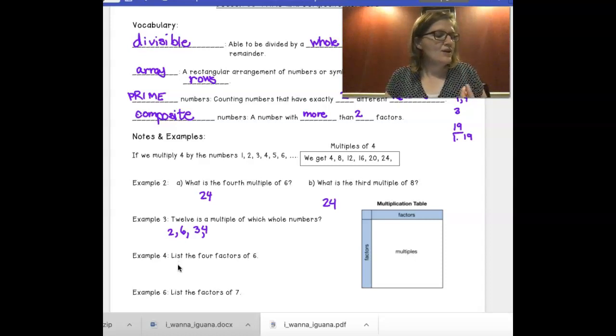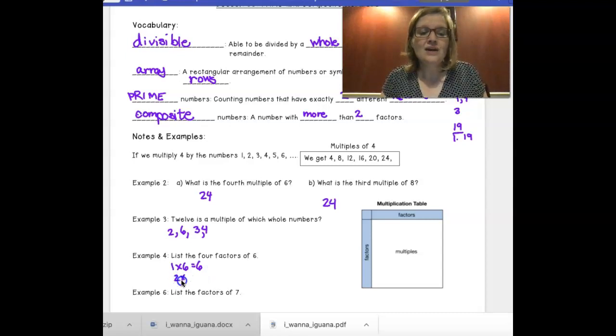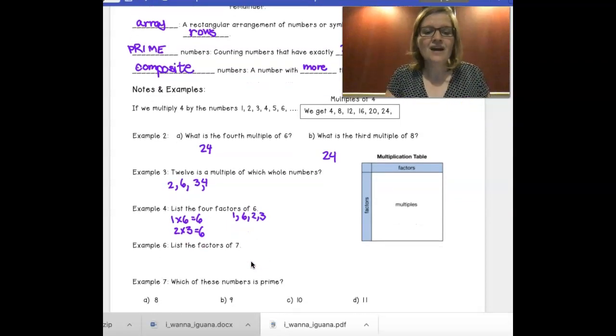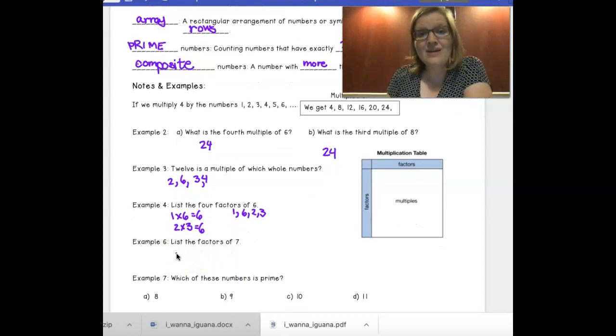So we need to think about how to get the number 6. These are the factors on this side, and these are the multiples. We can say 1 times 6 equals 6. We can say 2 times 3 equals 6. So we have 1, 2, 3, 4 factors, and that tells us our factors are 1, 6, 2, and 3. And finally, list the factors of 7. You and I have talked about how 7 is a prime number. Because it is a prime number, the only factors that 7 has are itself multiplied by 1. And so the factors of 7 are 7 and 1.